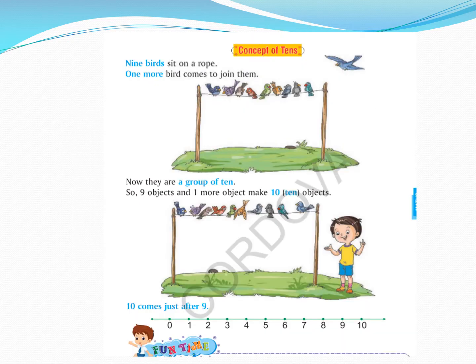To revise the concept of tens, here on this slide we are going to see one example. So here you can see 9 birds are sitting on the roof. Now one more bird comes to join them. Now they are a group of 10. So 9 objects and one more object make 10 objects. Very good. From this number line, that is from 0 to 10, we can easily see 10 comes just after 9. Okay, very good.